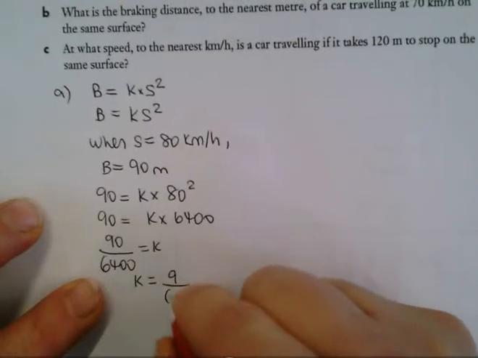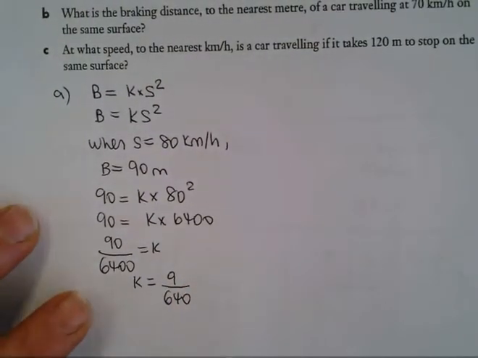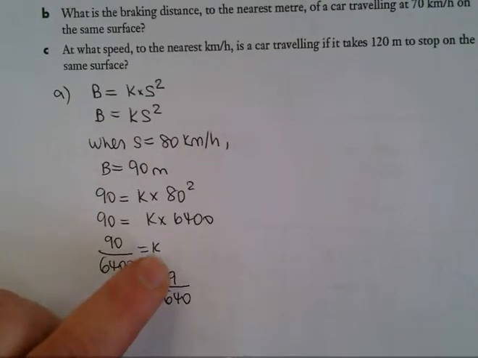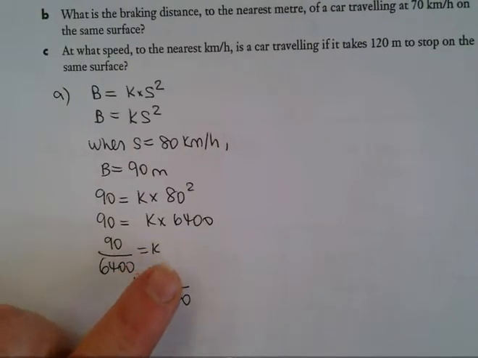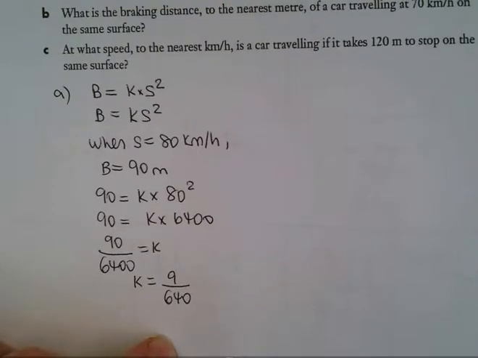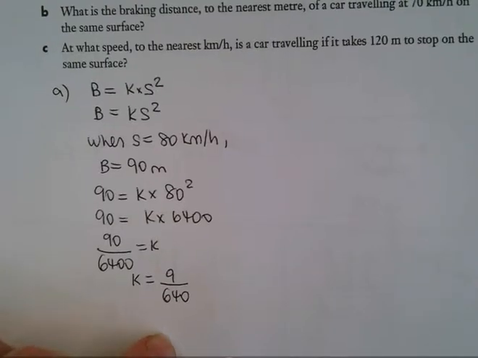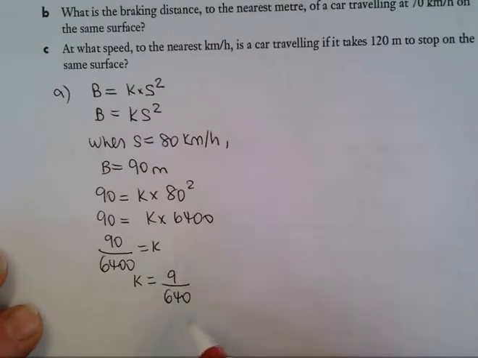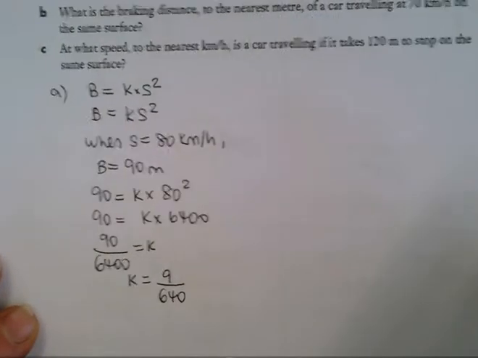So it's 9 over 640. Now, I don't think that can be simplified, because the only thing that you can divide 9 by is 3, and 640 is not divisible by 3, because 6 plus 4 is 10, plus 0 equals 10. And remember that rule in Year 7? A number is divisible by 3 if the sum of its digits is divisible by 3. You can't divide 640 by 3 or 9.